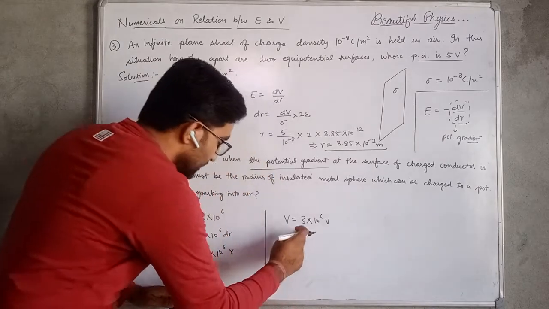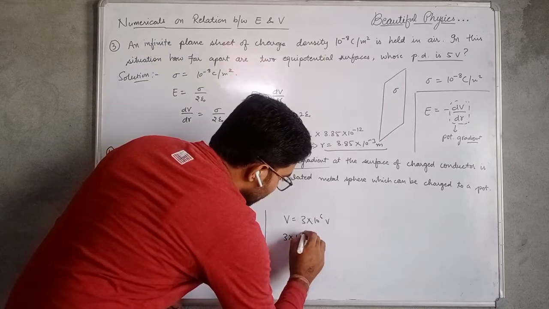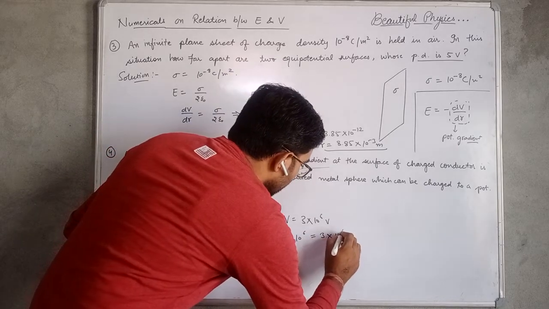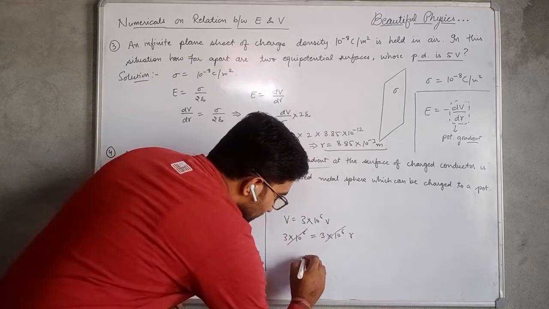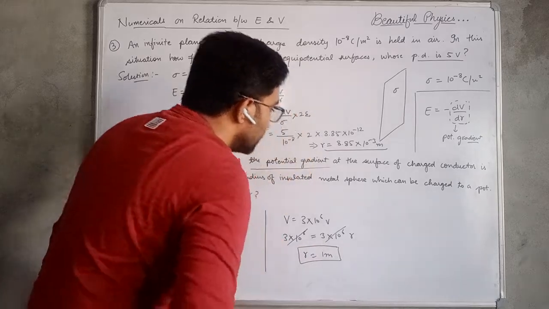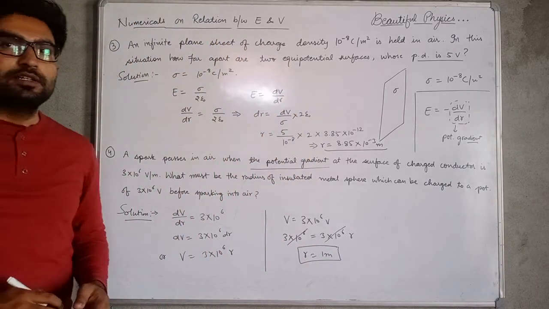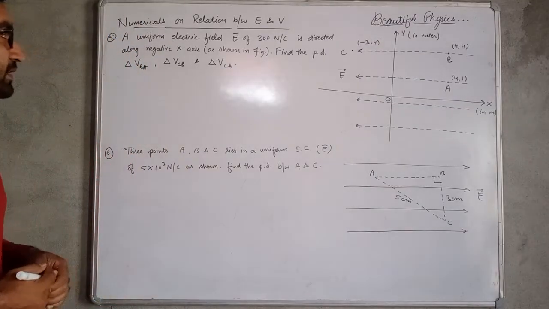So putting this value here, we have 3 into 10 raised to power 6 is equals to 3 into 10 raised to power 6 times R. These two terms cancel each other, then R will be equals to 1 meter. So the radius of the insulated metal sphere is 1 meter. Okay, let's move towards the next numerical.